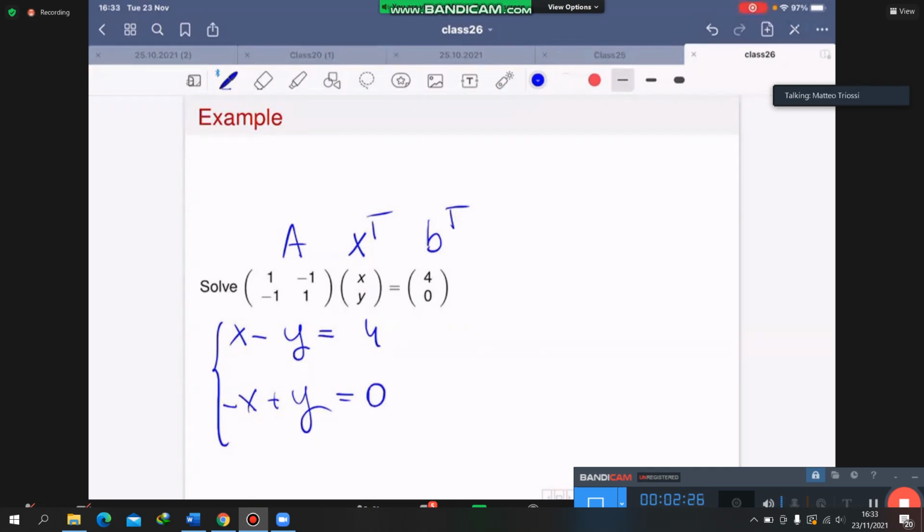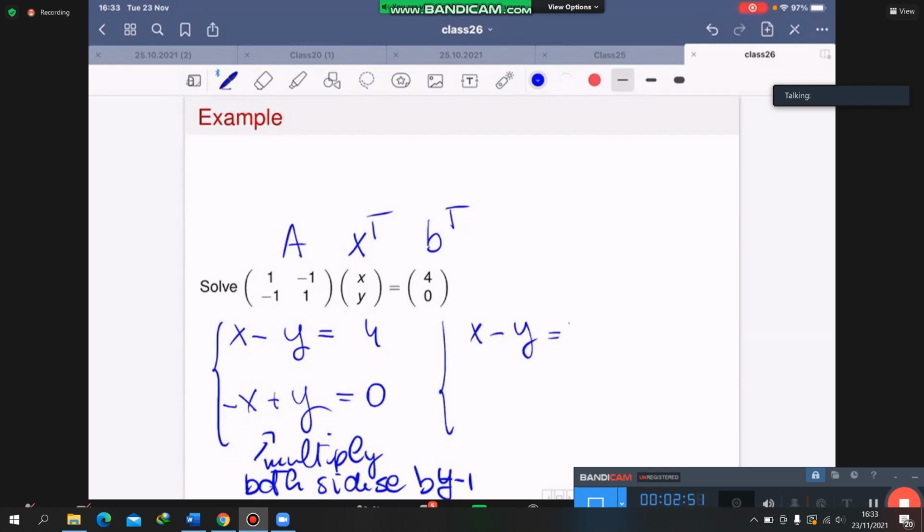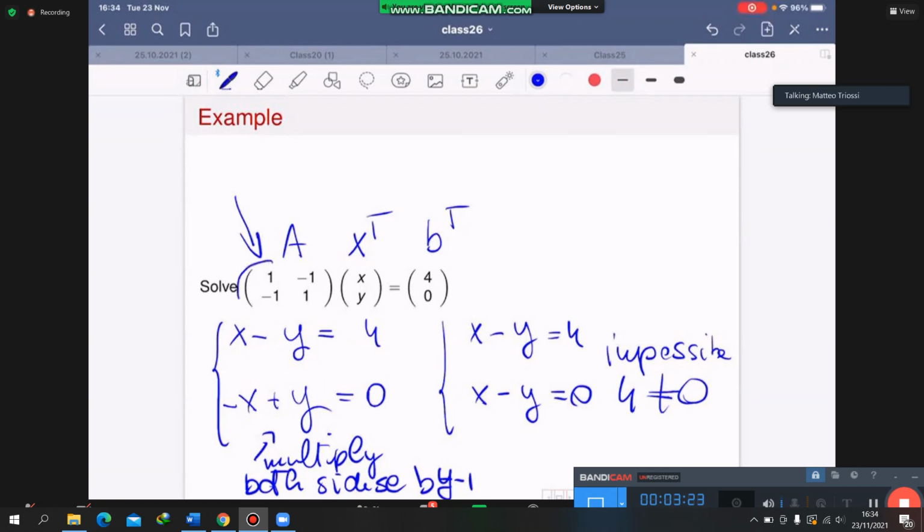Because if I multiply both sides by minus 1, you obtain x minus y equals 4 and x minus y equals 0. The two equations are contradictory, so impossible, because 4 is different from 0. And all this information that is impossible from now on will be in this matrix.